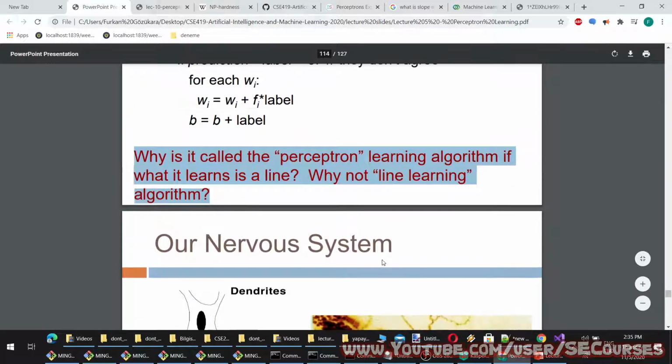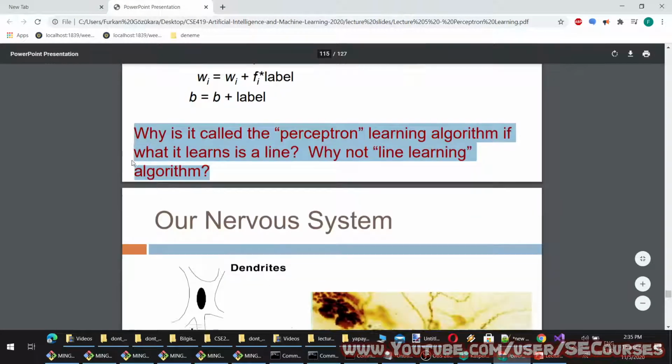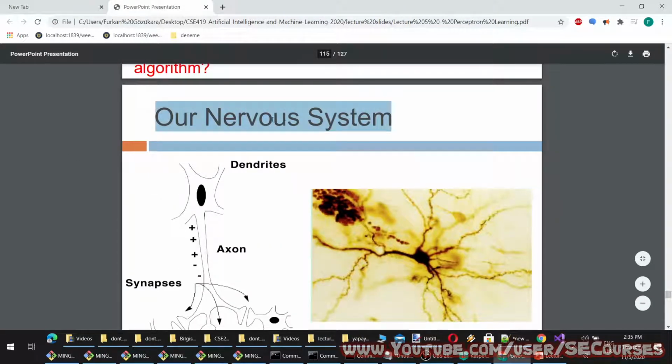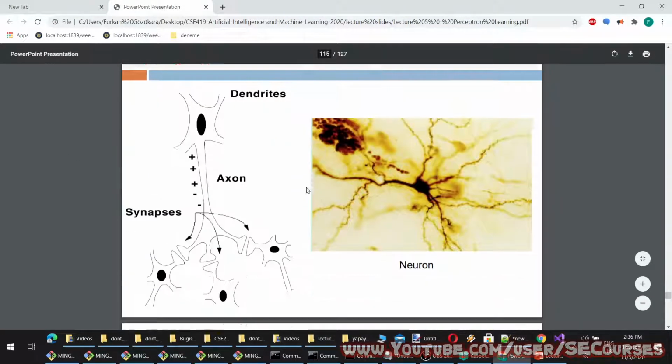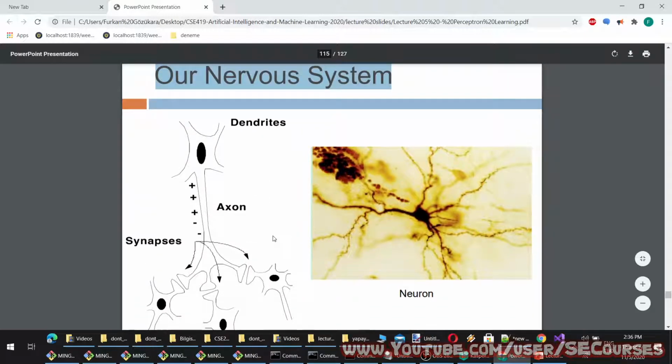Why is it called the Perceptron Learning Algorithm if what it learns is a line? Why not line learning algorithm? Because it is very similar to our nervous system. In our nervous system, there are dendrites, axon, and synapses.